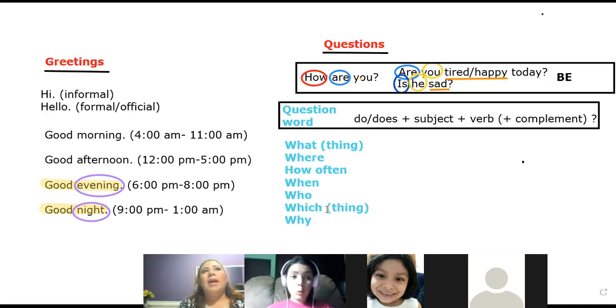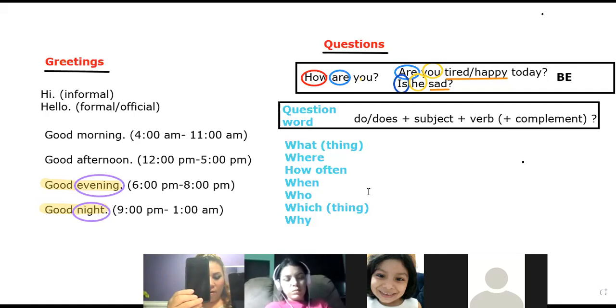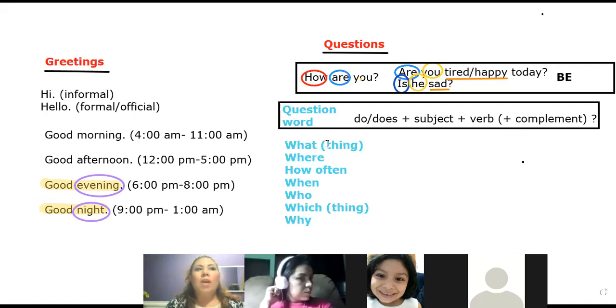Or for example, we can say, which cell phone do you prefer, this one or this one? Which cell phone, we have an option. That is for the word which. What is when it's a thing, but there are many options. For example, what is your name? In Spanish you say ¿cuál es tu nombre?, but in English we don't say that. En realidad decimos ¿qué es tu nombre? Why?